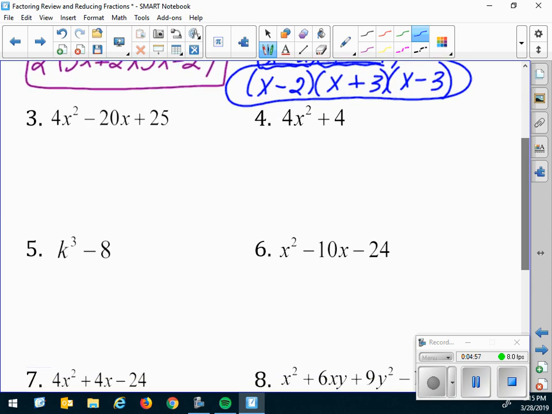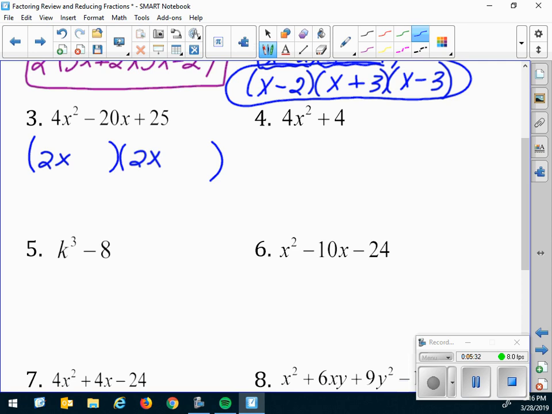Go to number 3. There isn't a GCF. So if there's not a GCF, how many terms do I have? I can't do grouping because I don't have 4 terms. So that means I have to be able to do this somehow or another. If 2x and 2x don't work, what would I use? 4x and 1x. Good.